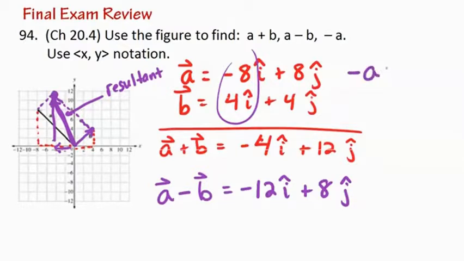The opposite of A, simply take our previous notation and do the opposite. So we would go in the positive i direction and the negative j direction. So arithmetic with vectors is just like arithmetic in all of algebra.